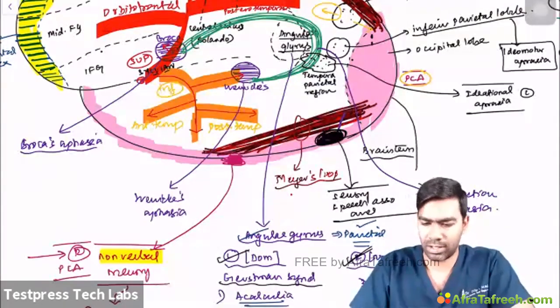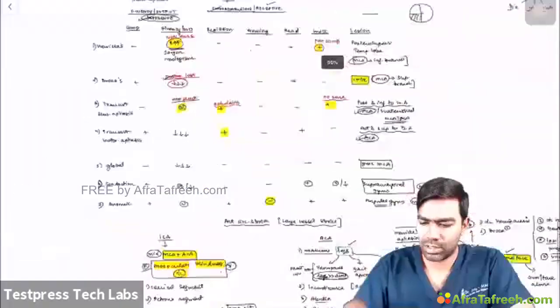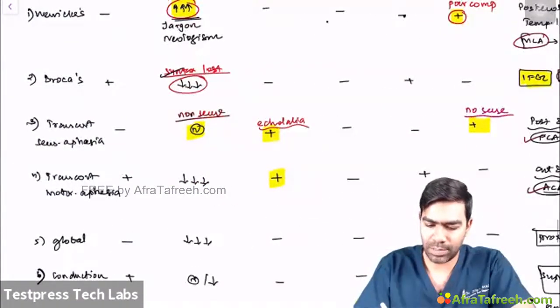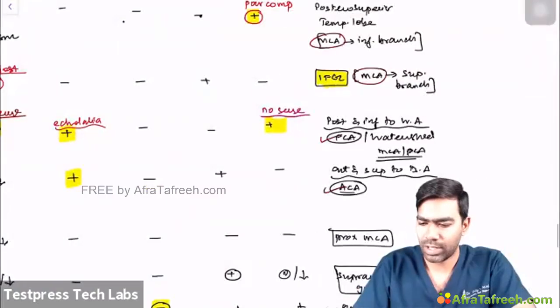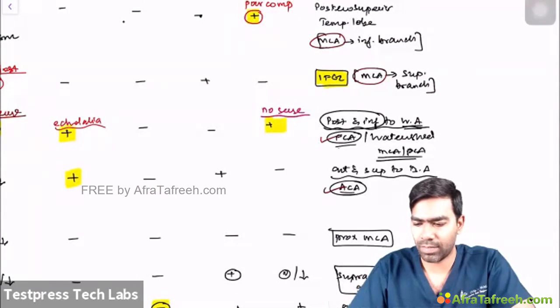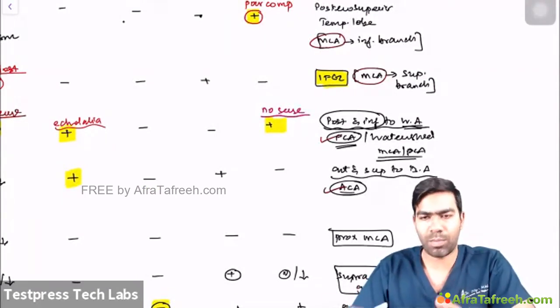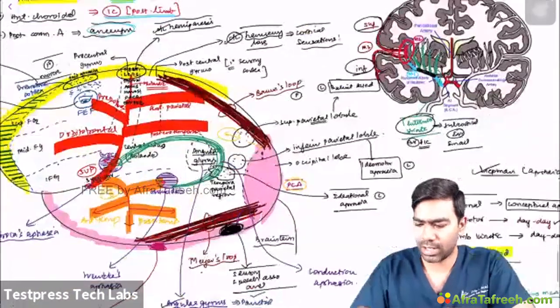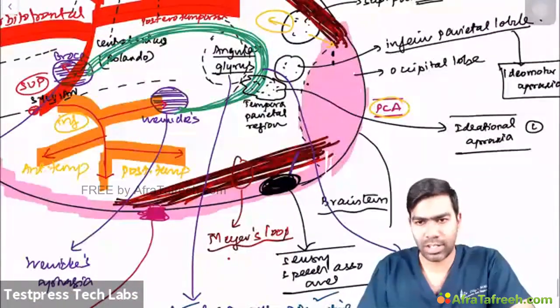If you take the previous aphasia table and see, I have told that this sensory speech association area, transcortical sensory aphasia, is basically located posterior and inferior to the Wernicke's area, where it is supplied basically by the PCA, or probably by the watershed area between MCA and PCA. And you can clearly see where the association area is located.